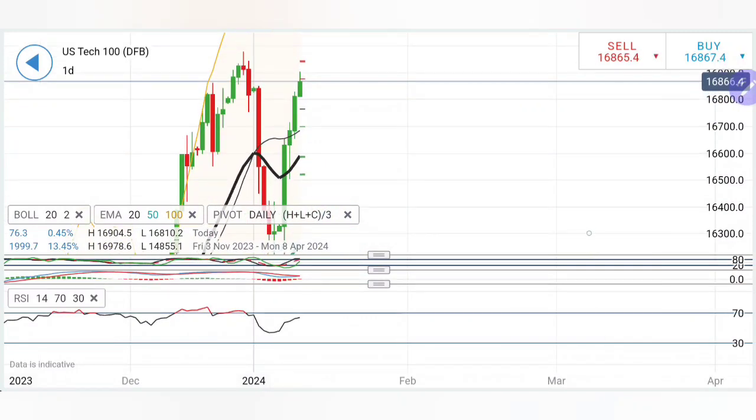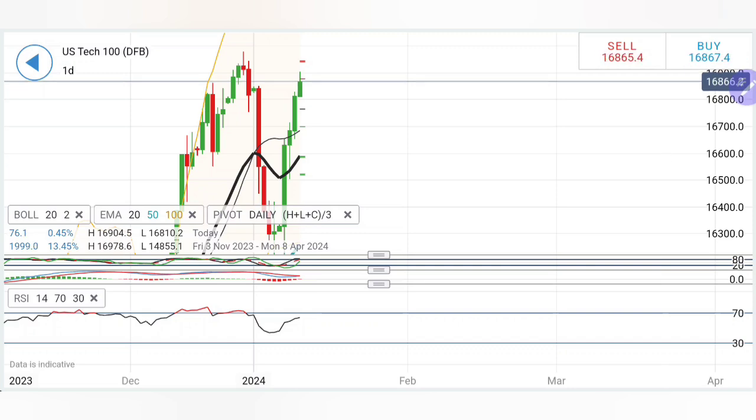On the upside, I will recommend you to buy here at 16,920 levels. But remember, yes, you can buy at 16,880 itself, but 16,920, 16,950 are two very strong resistances. Once Tech 100 trades above 16,950 is where the real bullishness will be seen, where we can expect it to move towards 17,020 and 17,100 levels.